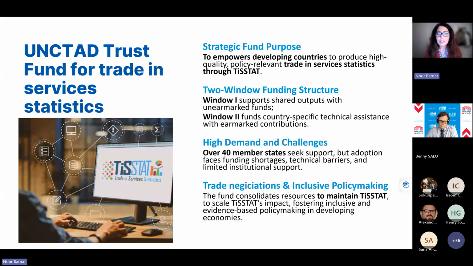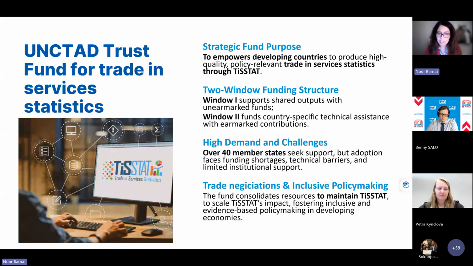We also, in UNCTAD, established a trust fund for trade and statistics, in particular through TiSSTAT. This was established in summer 2025, so this year. It has 2 windows. The first window is to support shared outputs with the market funds. The second window is to fund country-specific technical assistance with earmarked contributions.